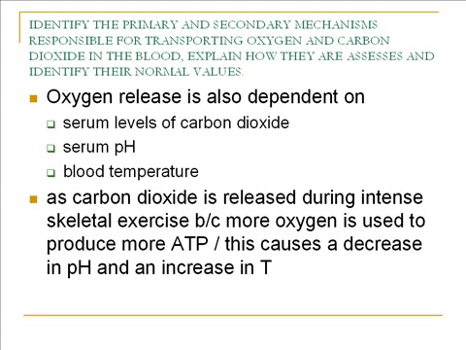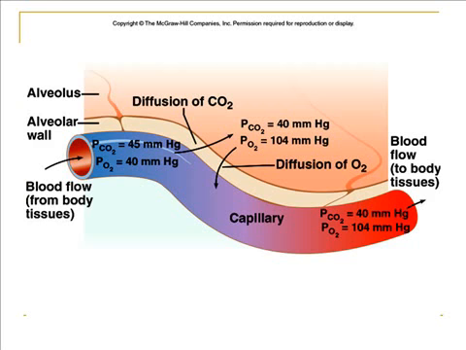the more oxygen is needed in that area. And finally, the temperature. If the temperature of the blood is high, it's indicative that there's been energy being made at the cellular level. So that in turn goes with the other two. So increased levels of carbon dioxide, pH, and blood temperature. As the carbon dioxide gets released during intense skeletal exercise, because oxygen is used to make ATP, we see the pH drop and an increase in temperature correspondingly.